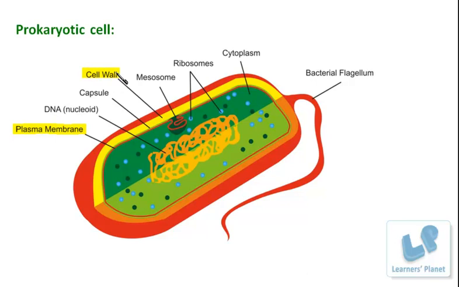So you remember what is the cell wall? Cell wall is present in the plant cells. It is a thick outer covering which is dead in nature. A thick outer covering of what? Present surrounding the plasma membrane.